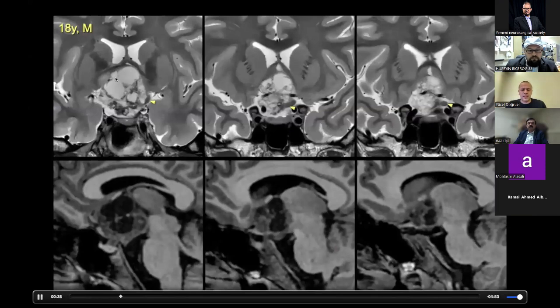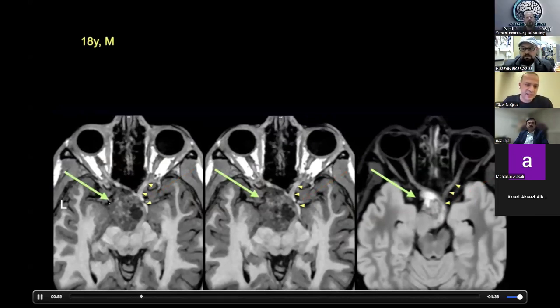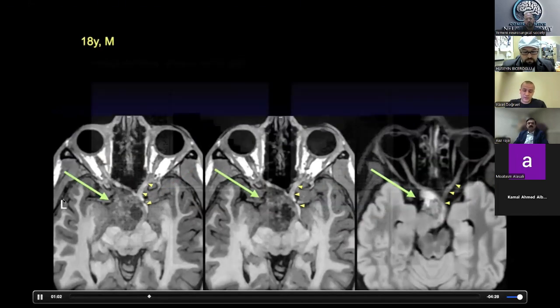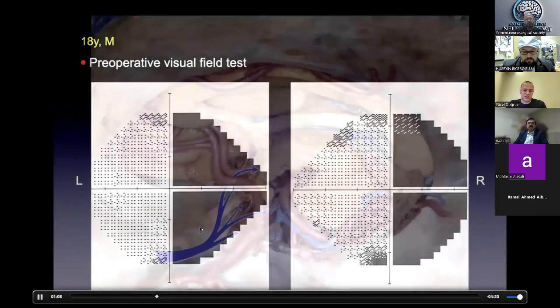Usually if the lesion is in the middle side, sometimes more right-handed surgeons choose the right route, but to preserve the already intact optic pathways in this patient, the left-sided approach is chosen. I should say that the left side of the MRI is the left side of the patient. This is the visual field of the patient.